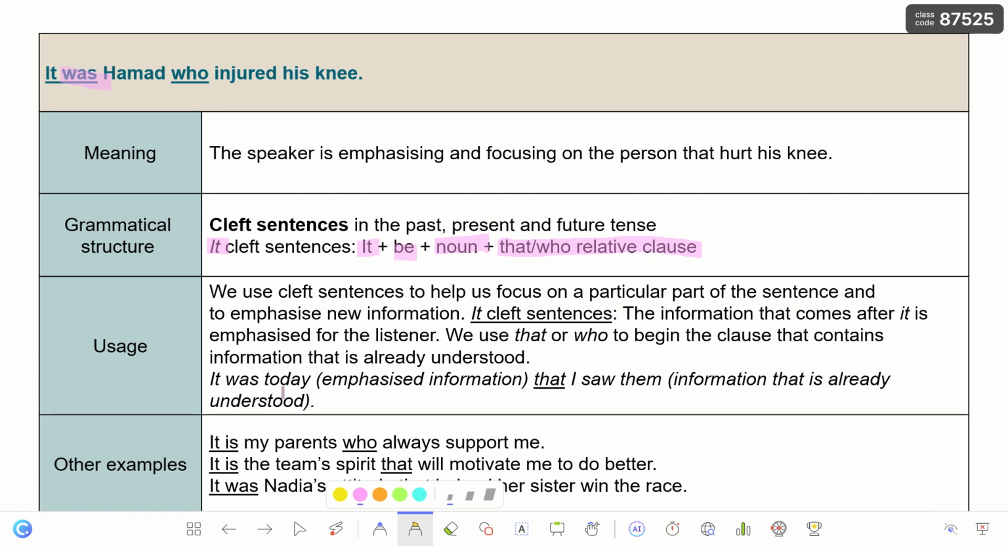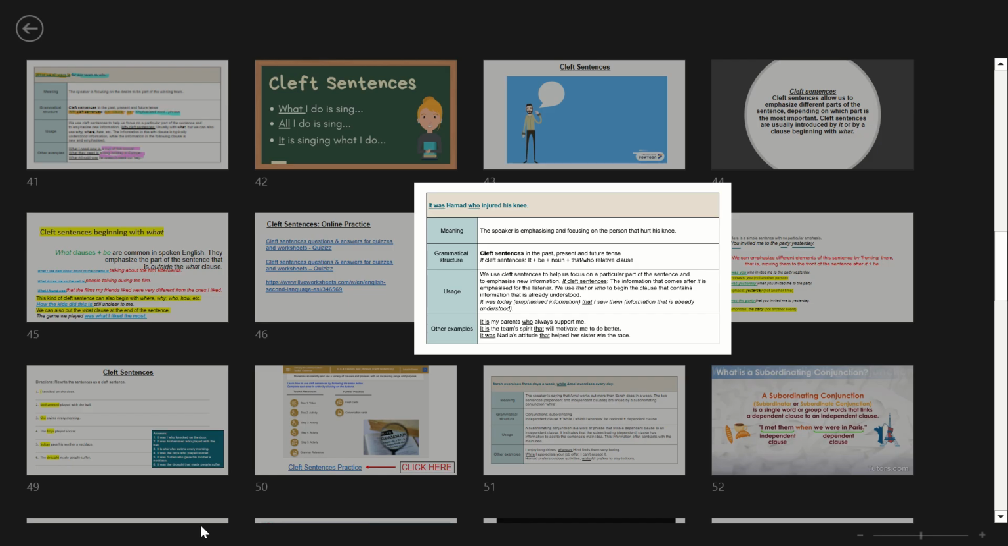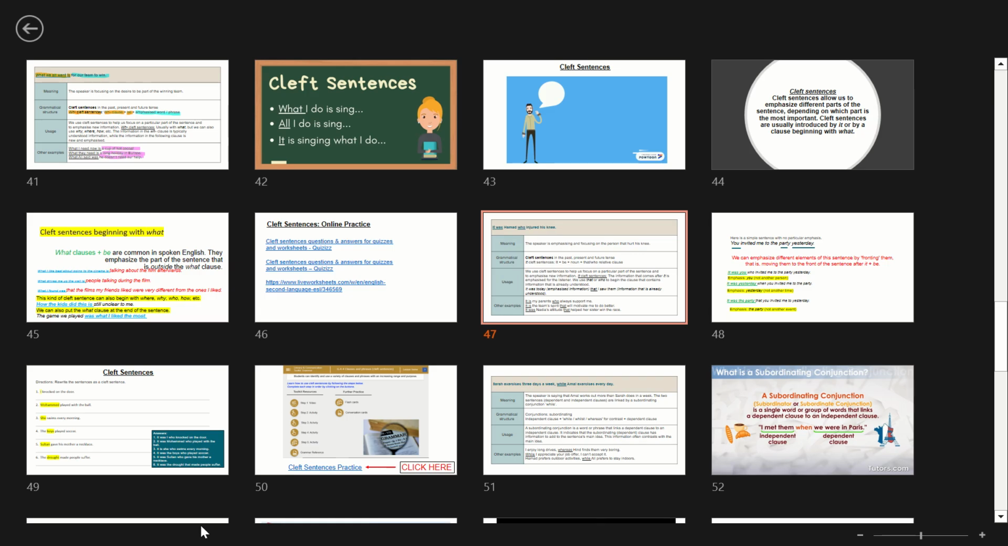It was today that I saw them. Here, it was today the emphasized piece of information. Why? That I saw them, this is the piece of information that is already understood. It is my parents who always support me. It is the team's spirit that will motivate me to do better. It was Nadia's what? It was Nadia's attitude that helped her sister win the race.